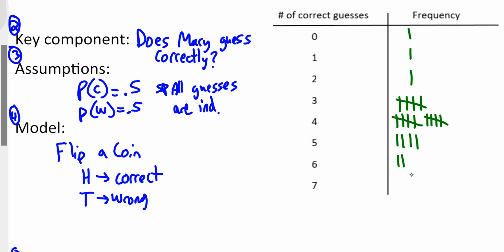So let's see if that adds up. 15, 20, 24. So maybe it was one more for 4. Can't see my own numbers. So we're going to go with that one. So that's my data. You can kind of see a distribution there.